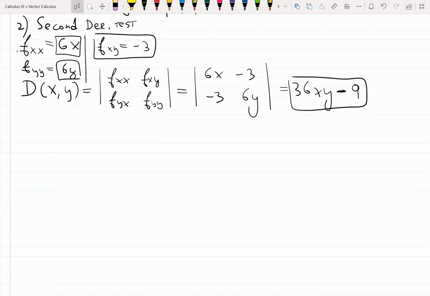Because the sign of the determinant will determine kind of maximum, minimum, well, at least the saddle point. So step 3, identify or classify. Just to classify. Classify points.